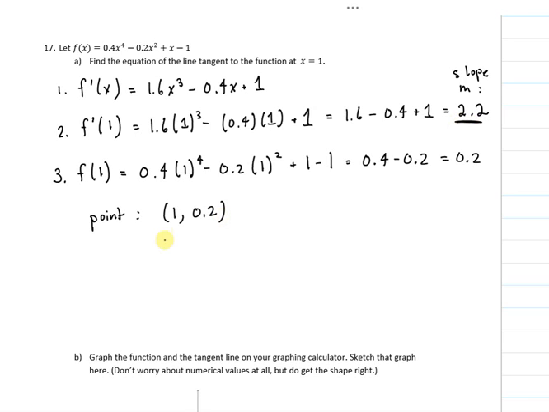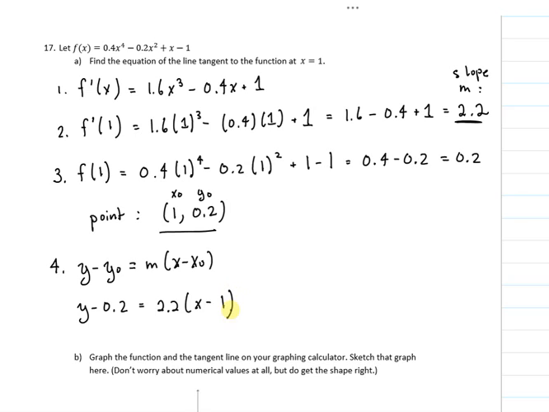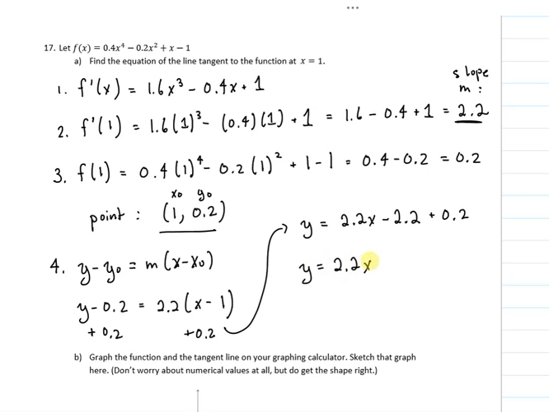So using my slope here and my point here, I'm going to call this x naught and this y naught, and I'm going to use my formula y minus y naught equals m times x minus x naught. So I have y minus 0.2 equals 2.2 times x minus 1. That gives me y equals 2.2x minus 2.2. I added 0.2 to both sides here, so plus 0.2. So I get y equals 2.2x minus 2.